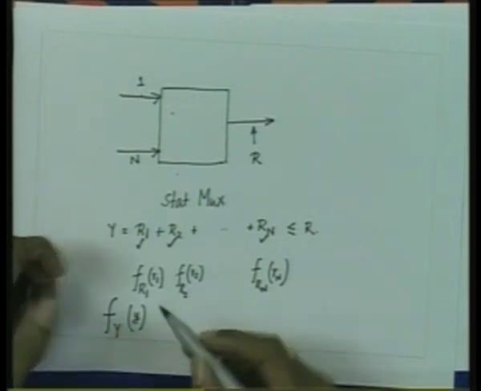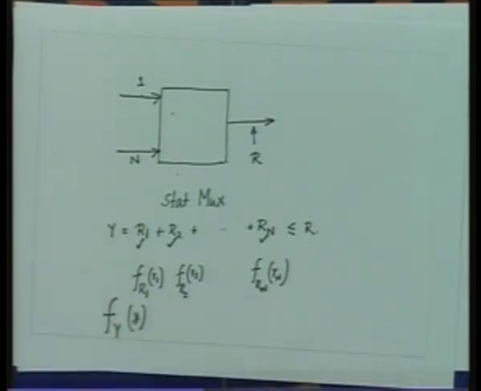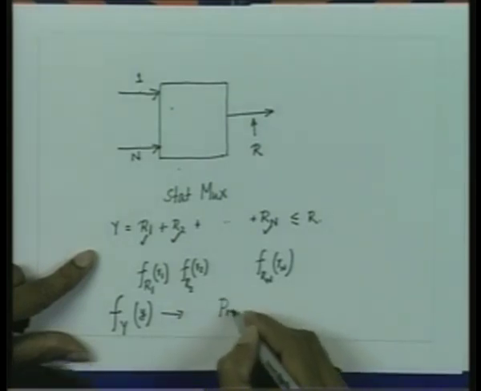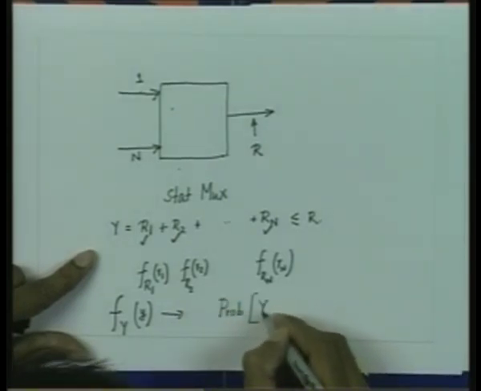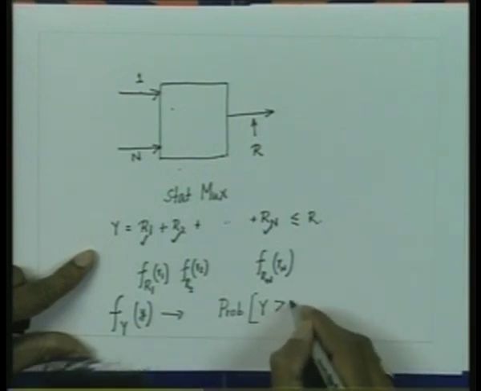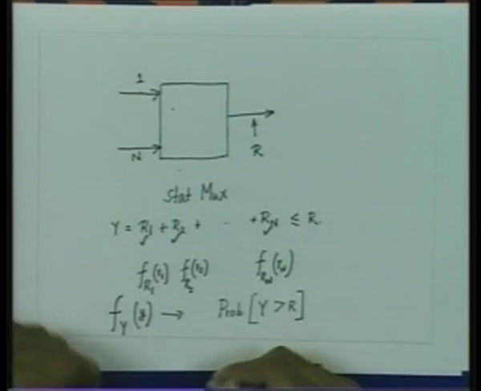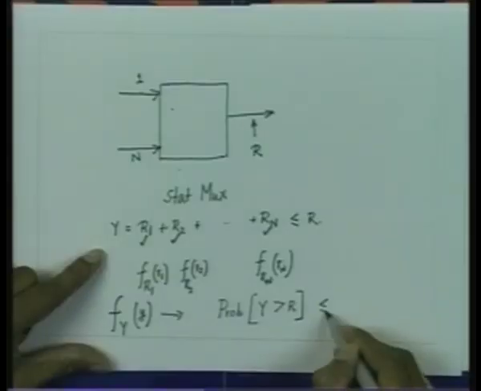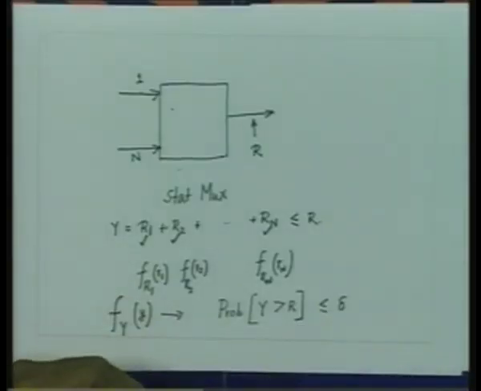Now if the network computes the probability density function of the output Y, then from it the network can determine the probability that the combined output rate Y will become greater than R. Whenever the combined output rate becomes greater than R, there will be a packet loss. If there is a limit on the tolerable packet loss, let us say delta, then we need to ensure that the probability that Y is greater than R is less than or equal to delta.